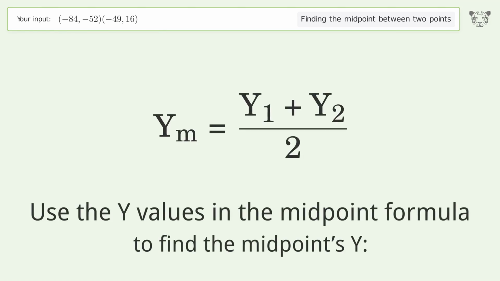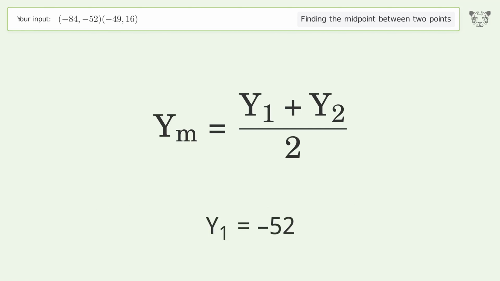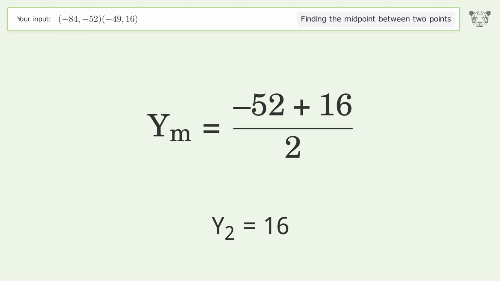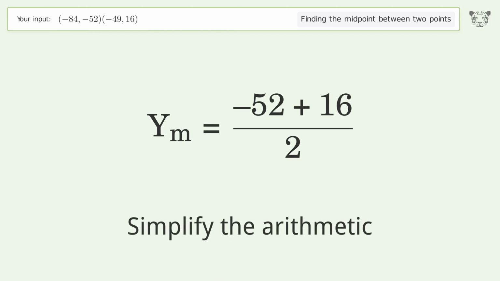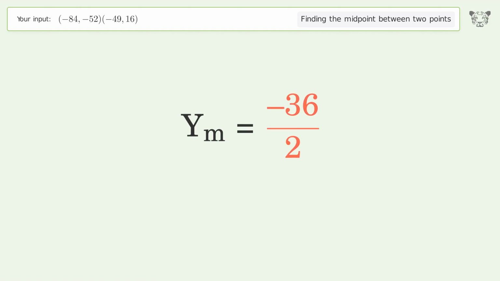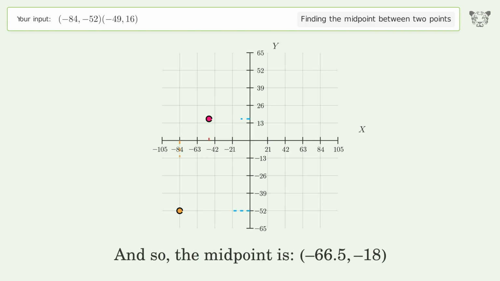Use the y values in the midpoint formula to find the midpoint's y. y1 equals negative 52. y2 equals 16. Simplify the arithmetic. And so, the midpoint is negative 66.5, negative 18.